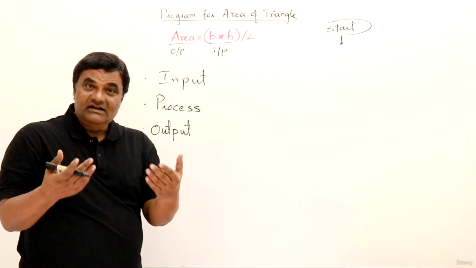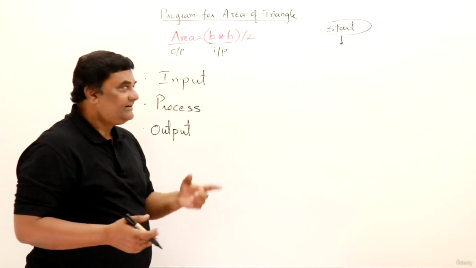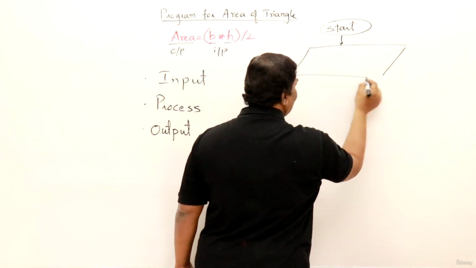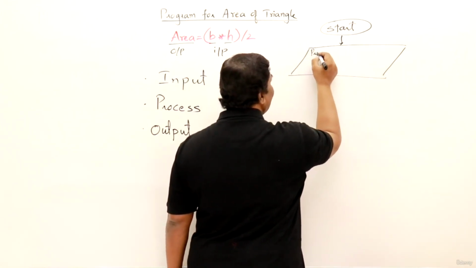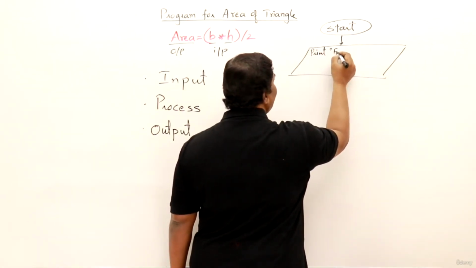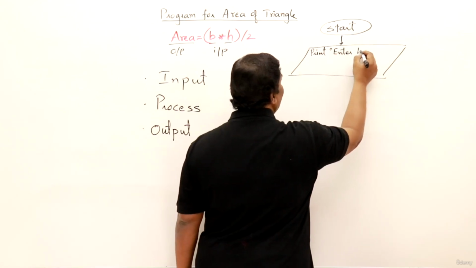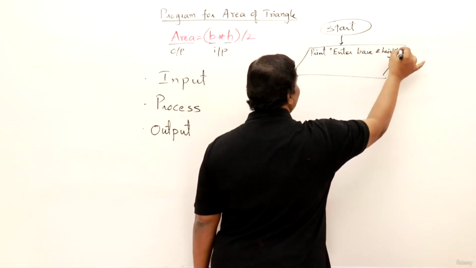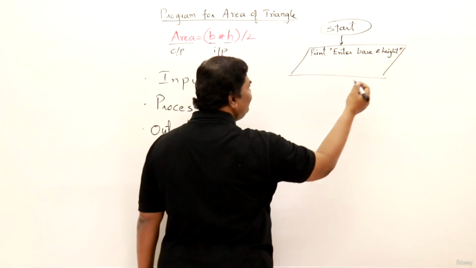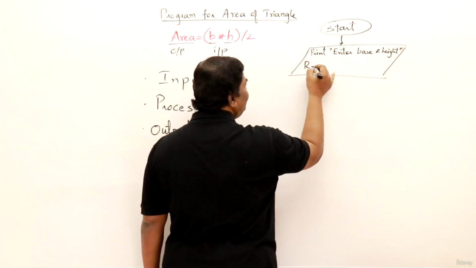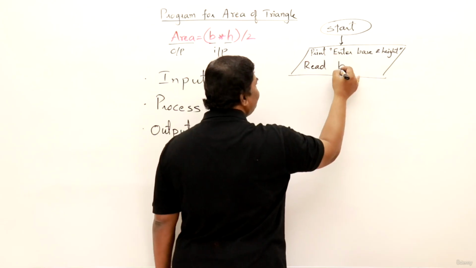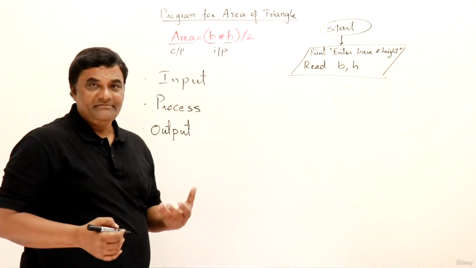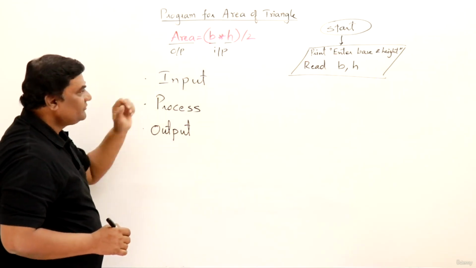First of all, I should ask, please enter base and height. That can be written using a parallelogram, the input and output box. Here I will write a print message, enter base and height. This is the message. It is just like I am asking you to please give me base and height. Then when you give them, I will take them in variables, that is B and H. Whatever two values you give, I will read them. So this is input. Input is over.